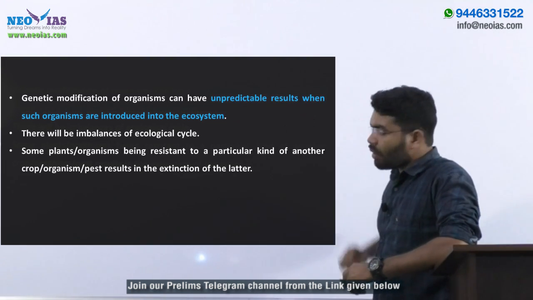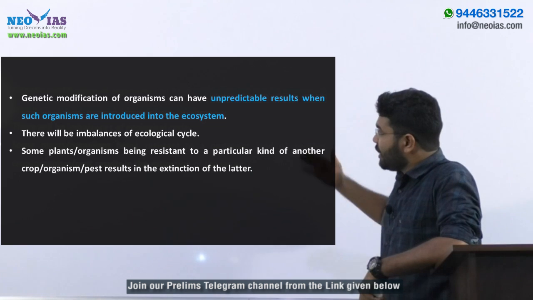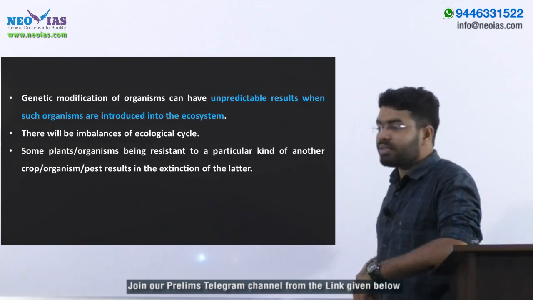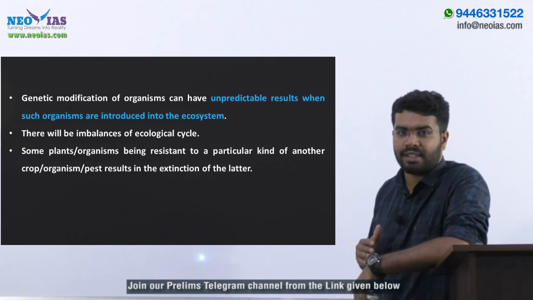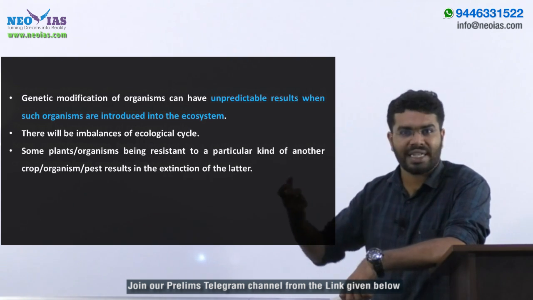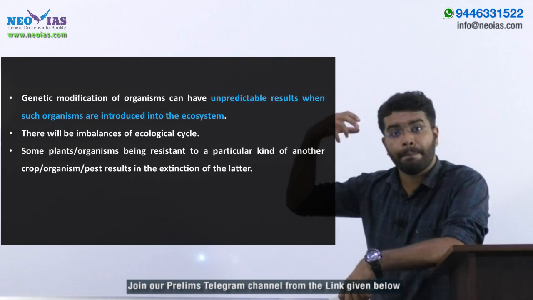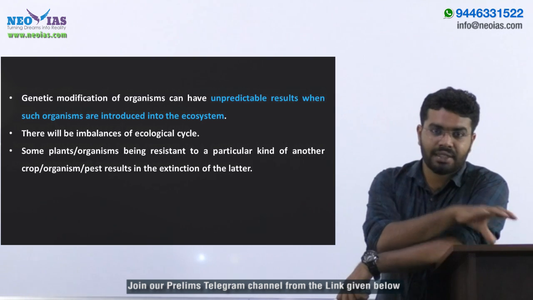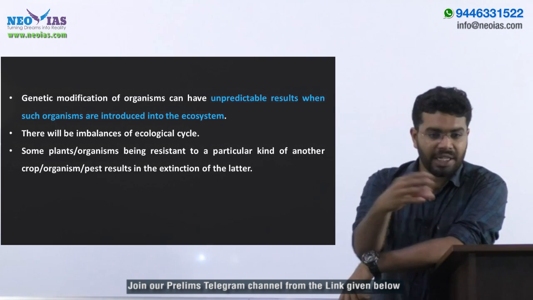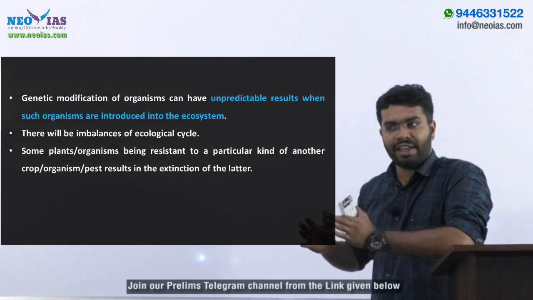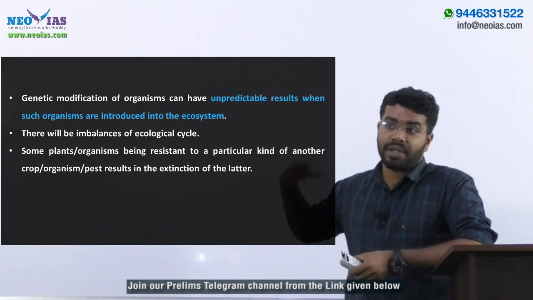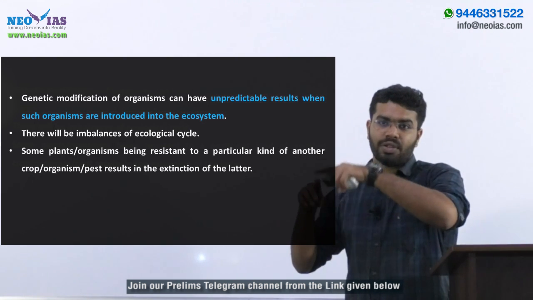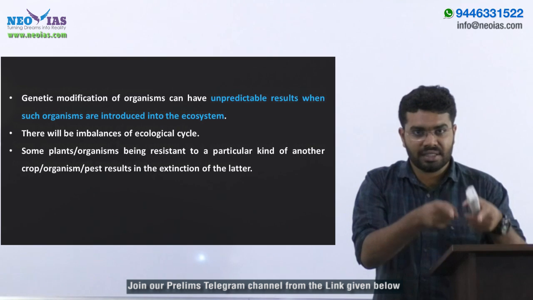Now, the disadvantage part. Genetic modification of organisms can have unpredictable results when such organisms are introduced into the ecosystem. We are modifying something which was not naturally present there. Till now, mustard was cultivated and pests used to attack it. Many pests or insects lived feeding on the mustard and completed their biological cycle. Many other organisms depend on the pest which feeds on the mustard. Those organisms will be harmed if this GM mustard is introduced.